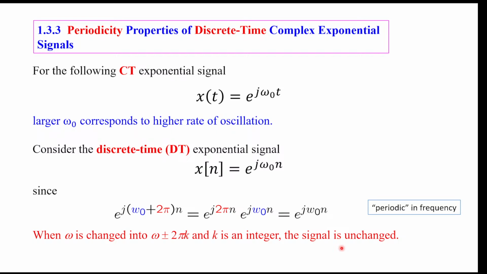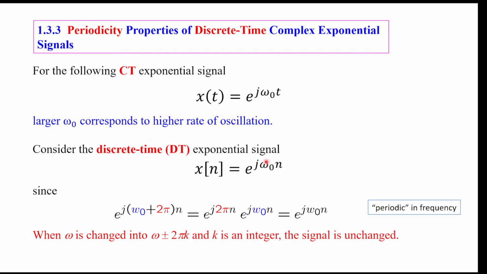But we know that e to the j 2 pi n is always 1, because n can only take integer values, right? n only takes integer values, and e to the 2 pi j equals 1. So this is just 1 to the n, and that's still 1. So this factor is always 1, and then you see that this value is just e to the j omega naught n. So when you change omega naught to omega naught plus 2 pi, the signal actually doesn't change at all, because the phase n only takes integer values, and the factor is always 1.